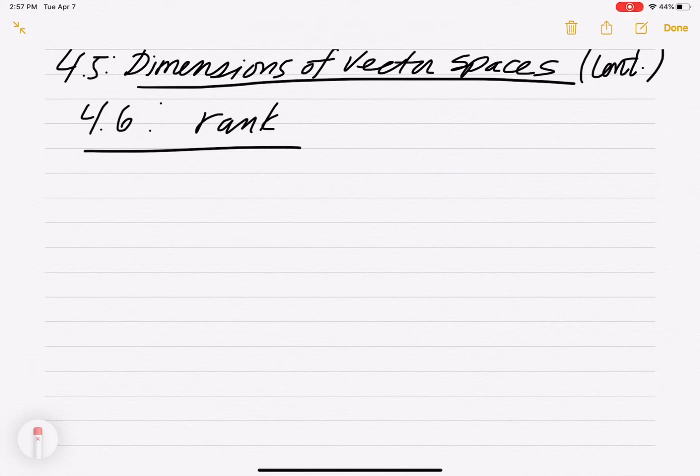So in our last video, we introduced the concept of a dimension of a vector space. Remember, a dimension of a vector space is basically the size of any basis for a vector space. We said all bases have to have the same size.